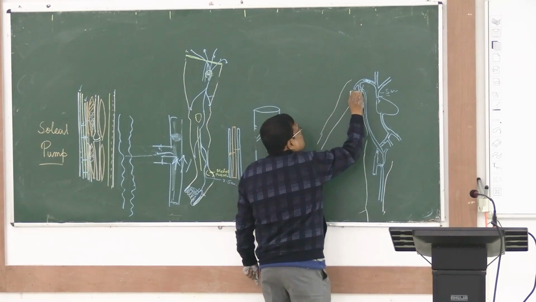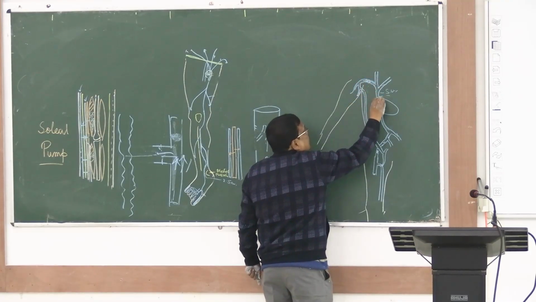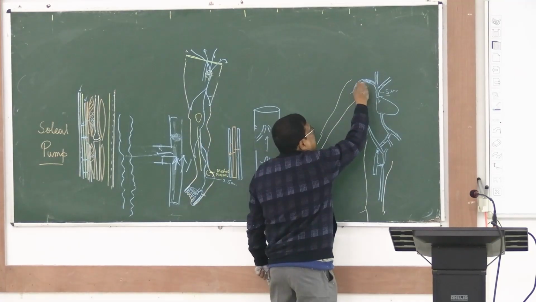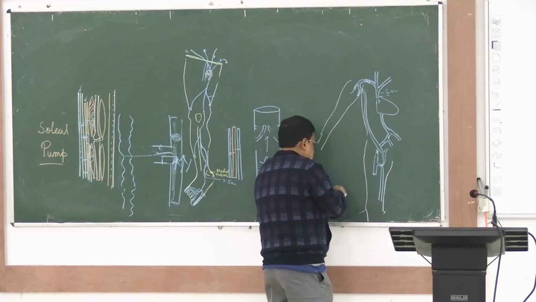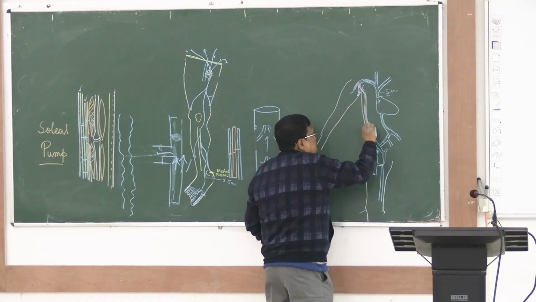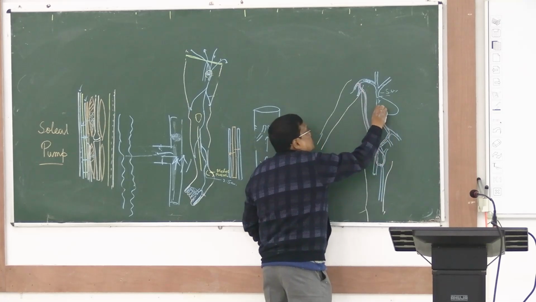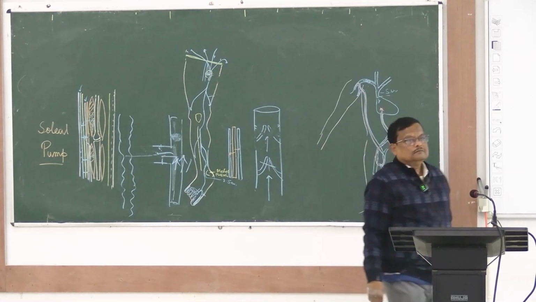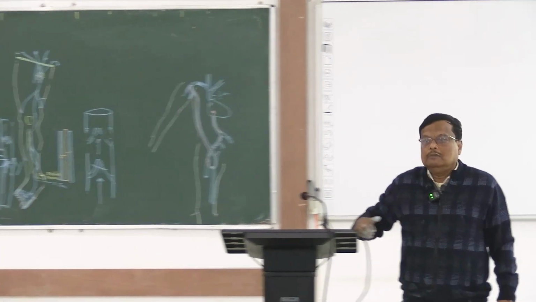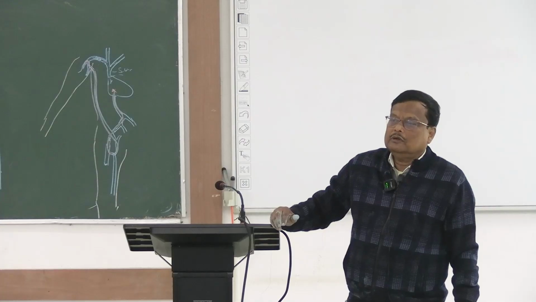If there is an obstruction here, normally blood will go to the right atrium, right? But here there is an obstruction, blood cannot go, so blood comes in this fashion and goes to the heart. So it is an important communication between the veins of the superior extremity and the inferior extremity.